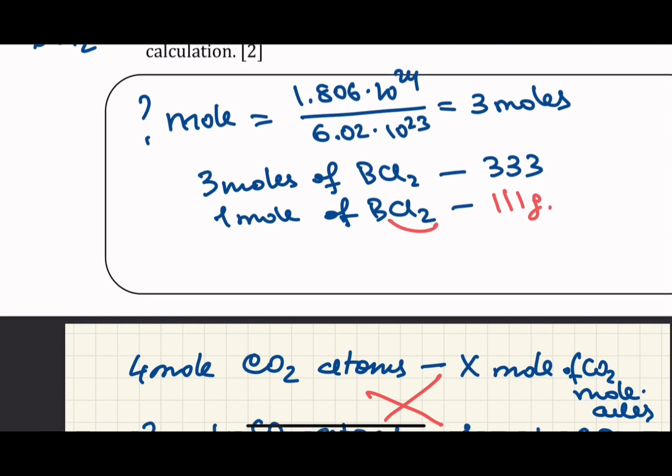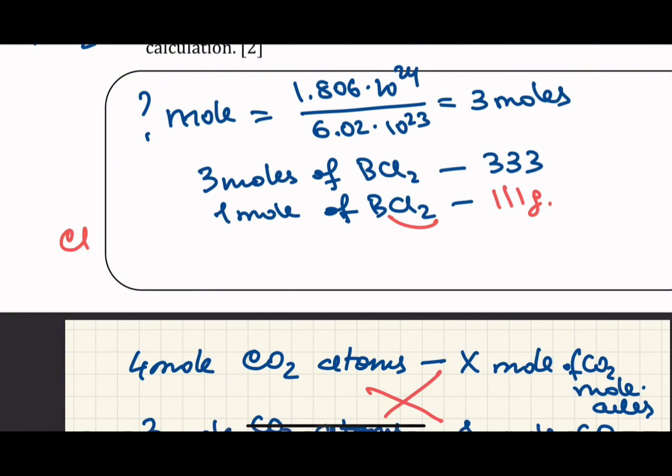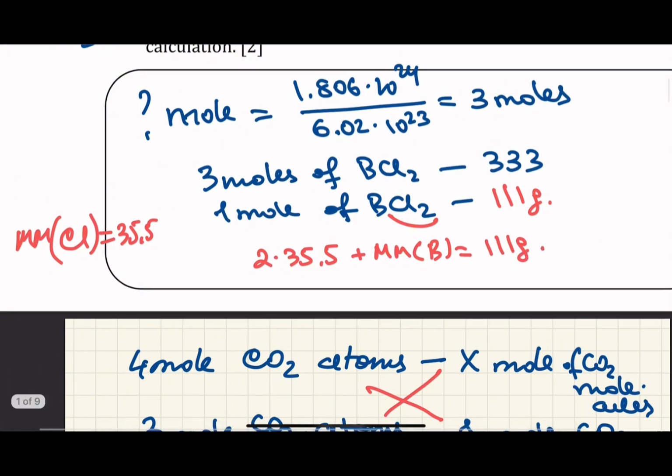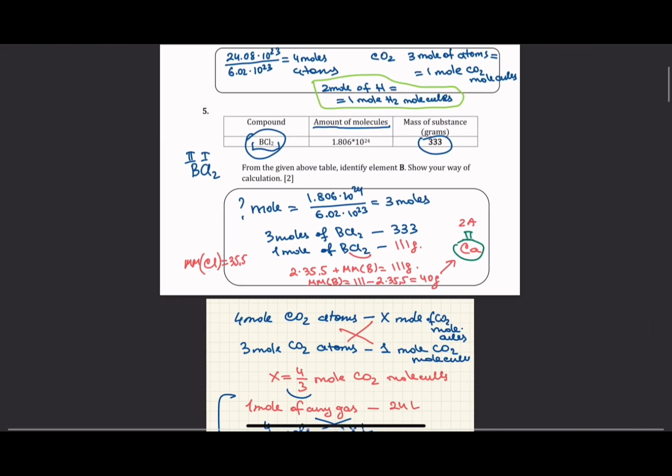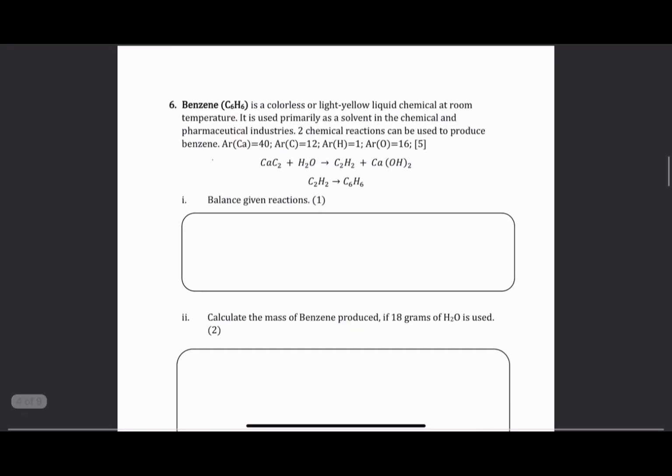Now, you can see from the periodic table that the atomic mass of chlorine is 35.5 gram per mole. So because we have 2 of them, we do 2 times 35.5 plus the molar mass of B equals 111 grams, right? Now, from here, we can do the calculation. We will see that 111 minus 2 times 35.5 gives you 40 grams. And if you check the periodic table, it corresponds to calcium. Calcium is a group 2A element. It also matches with its valency. And that's the answer.